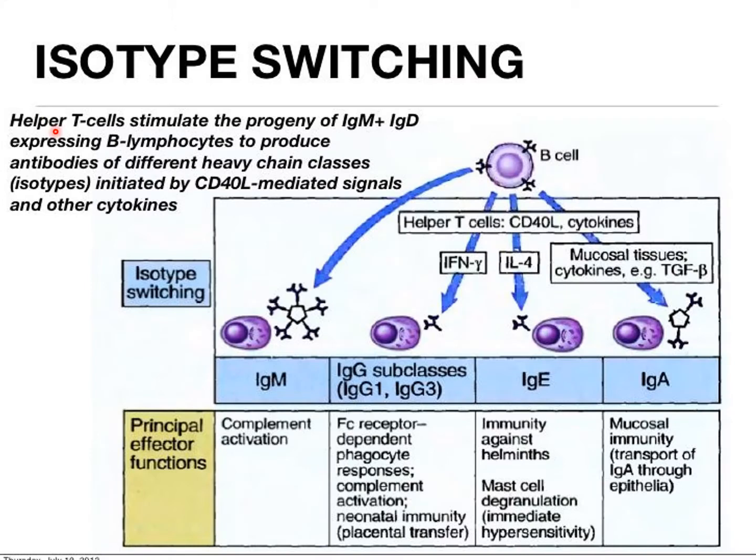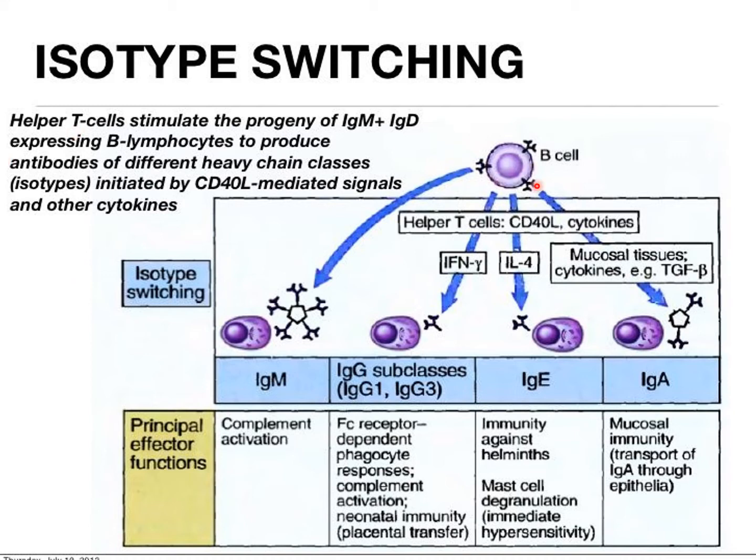T helper cell dependent B cell activation also results in isotype switching. Isotype switching results in generation of different classes of antibodies, all with the same variable domain but different heavy chains. This is done by immature B cells during the process of VDJ recombination, resulting in combining constant domains in their heavy chain, which are distinct from each other.